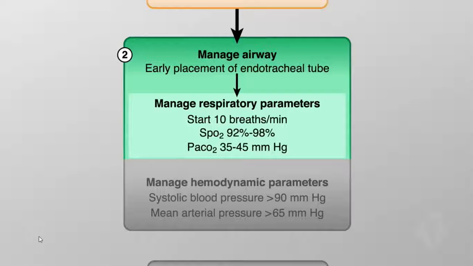in place. Use continuous waveform capnography to confirm and monitor correct placement of the ET tube. Avoid ventilating the patient too quickly or with too much volume. Provide one ventilation every 6 seconds.